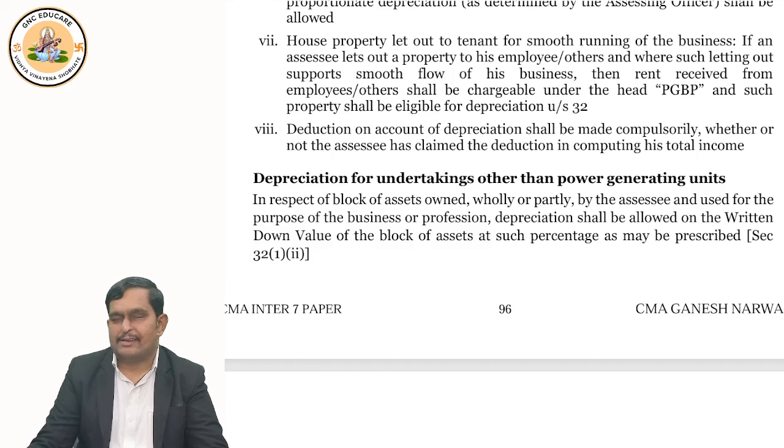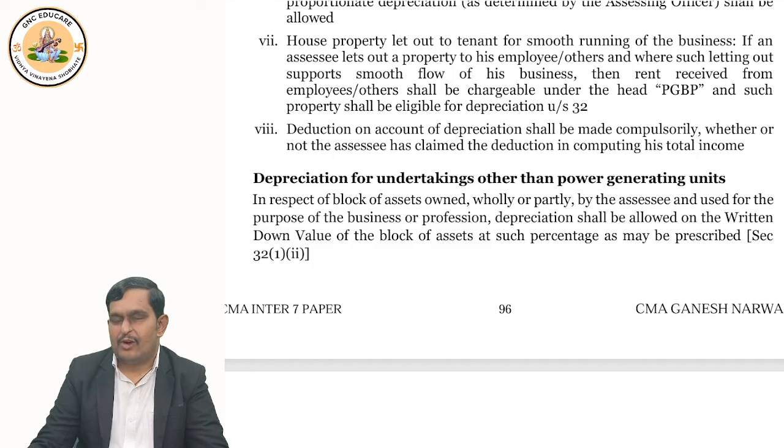In the past, there were so many things, but now rent of house property, whether owned by business, whether owned by a contractor, if he is renting it and getting rental income, let it be taxed under house property chapter only. That's it. Okay. Now, how to calculate depreciation for undertakings other than power generating units is the big question.